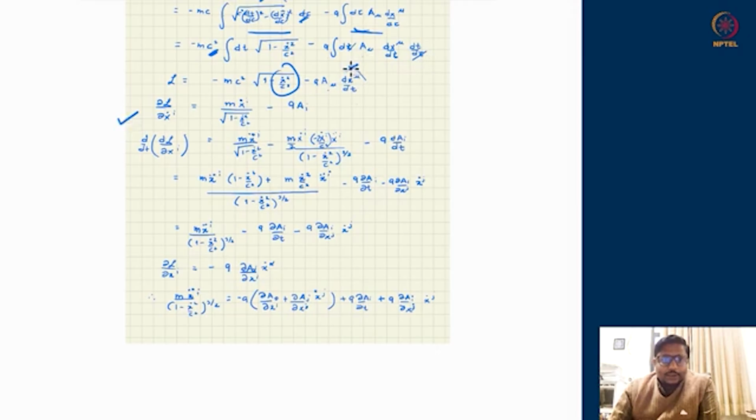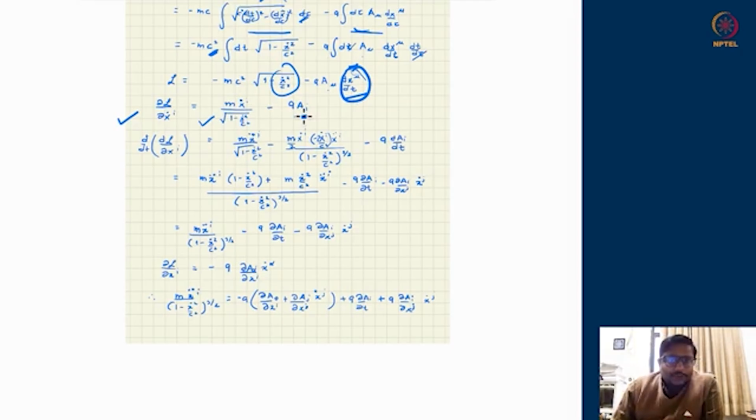Xi dot is sitting at two places. This v square upon c square, otherwise x dot square upon c square, is made up of x1 dot square plus x2 dot square plus x3 dot square upon c square. So xi dot is sitting here, as well as in this interaction term, dx mu upon d tau dt, summed over for all mu's. When I do the partial derivative with respect to xi dot, this square root term will undergo derivative, which will give me the first term, and the second term will survive only when xi dot sees the corresponding term with ai multiplication. So q ai will be the second term which survives.